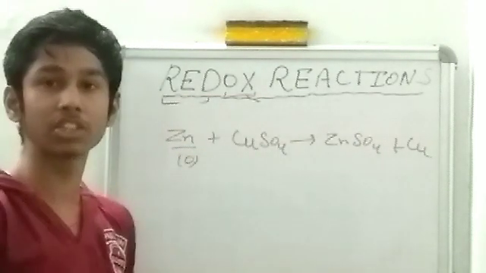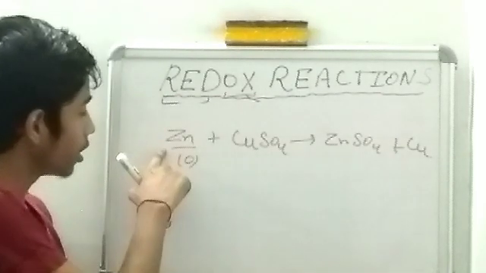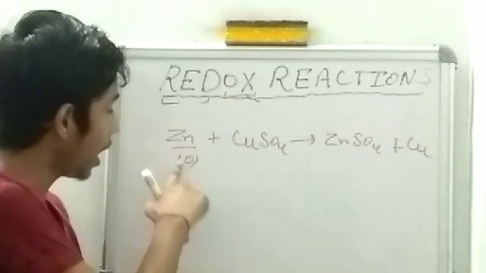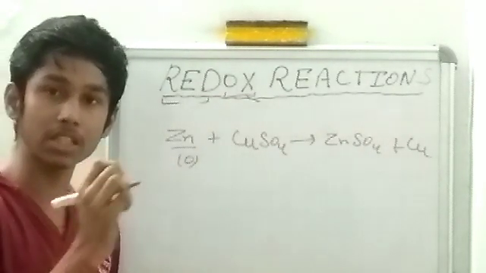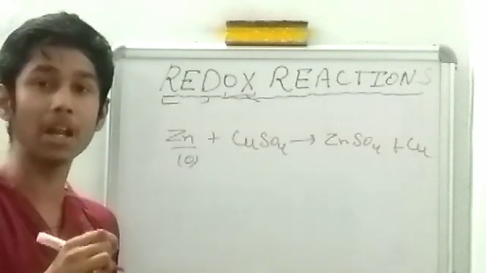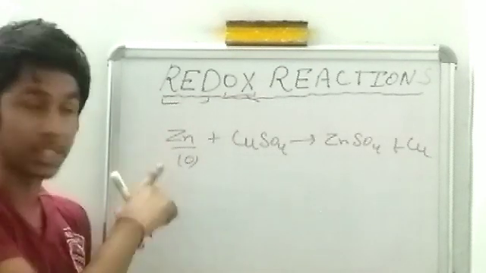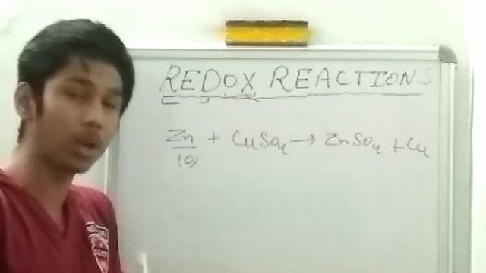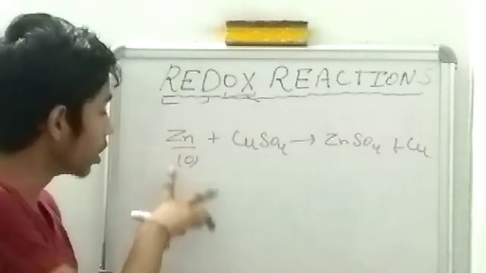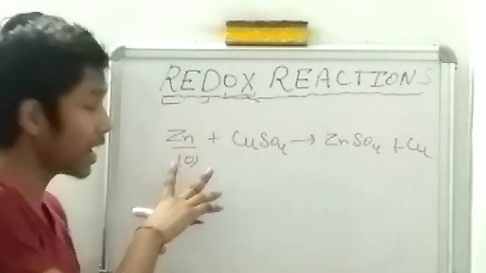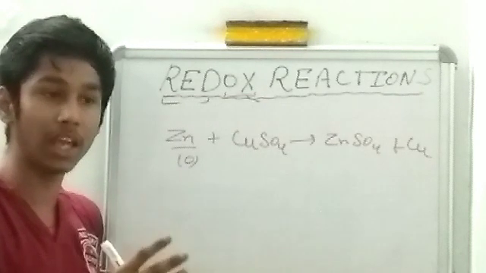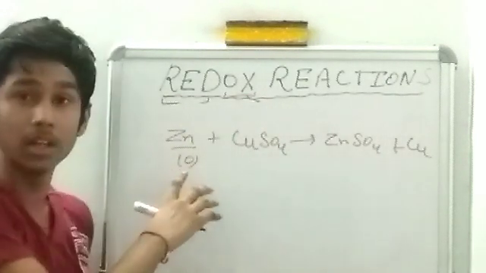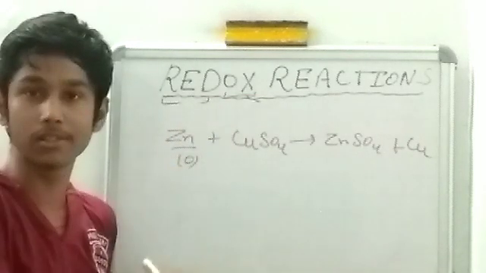Now why zero oxidation number? Because in this case Zn is only an atom, right? And an atom is a stable thing, right? It is a stable entity. That means Zn has no need to take an electron from somebody or donate an electron to somebody. It is stable and it is an atom. It is not involved in any giving or taking of electrons. So that's why here the oxidation number of Zn is 0.